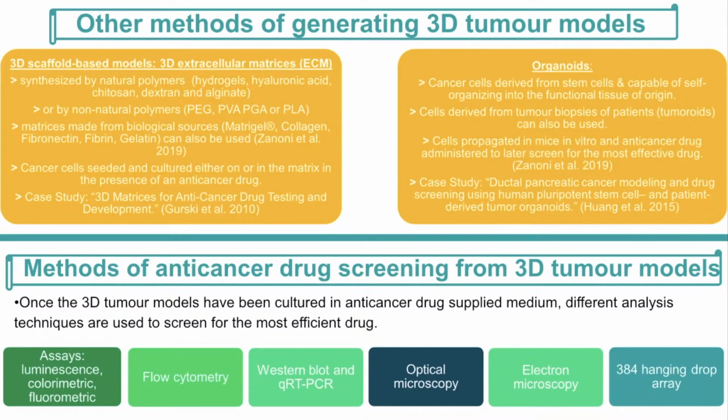To screen for anti-cancer drugs in 3D models, the most common techniques include assays by luminescence, colorimetry, and fluorometry, but there are also other methods such as flow cytometry, Western blot, qPCR (real-time PCR), optical microscopy, electron microscopy, and 384 hanging drop array.